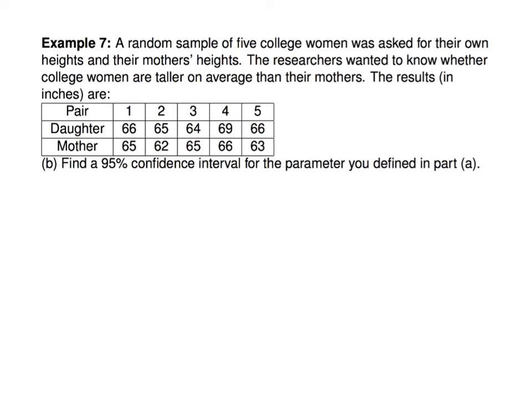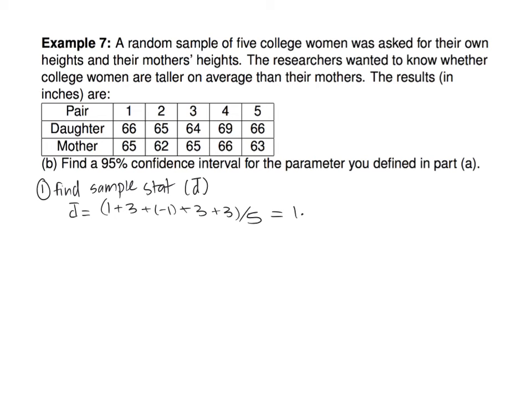So let's try to estimate that population parameter with a 95% confidence interval. I have many steps, so I write these down. The first thing we have to do is find the sample statistic, which is d bar. So d bar is the average of the differences we found above. That's 1 plus 3 plus -1 plus 3 plus 3 divided by 5, which is 1.8. So we estimate that on average, hopefully, daughters are 1.8 inches taller according to this sample.